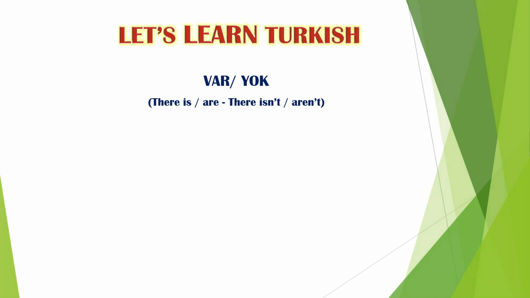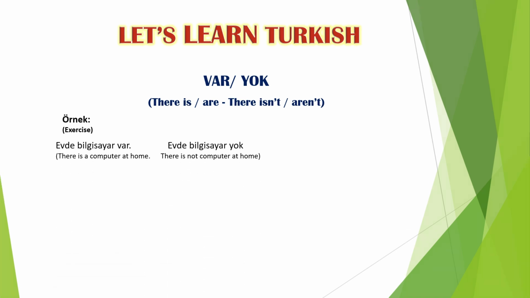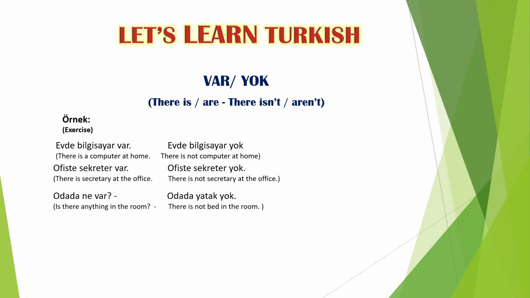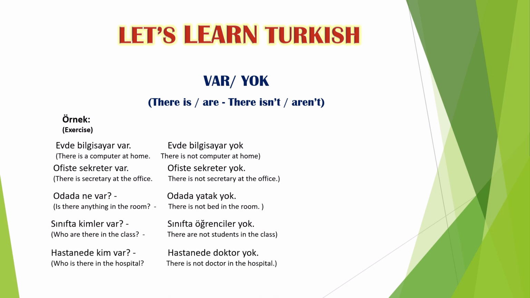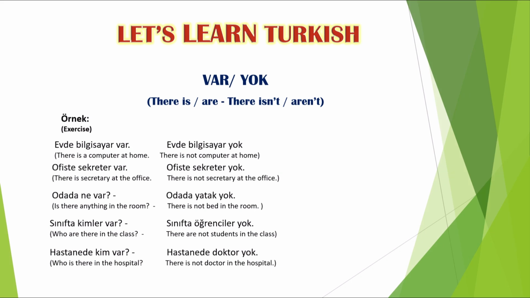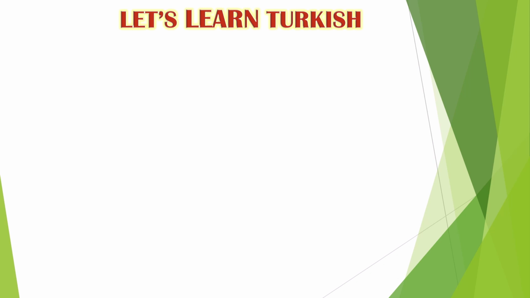Let's see some examples. Evde bilgisayar var. Evde bilgisayar yok. Ofiste sekreter var. Ofiste sekreter yok. Odada ne var? Odada yatak yok. Sınıfta kimler var? Sınıfta öğrenciler yok. Hastanede kim var? Hastanede doktor yok.